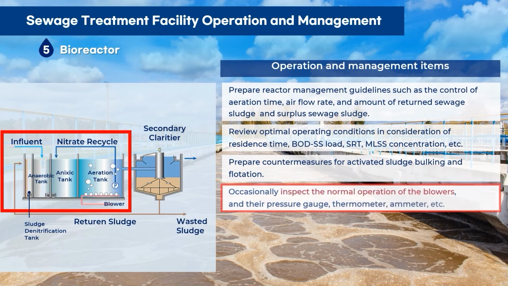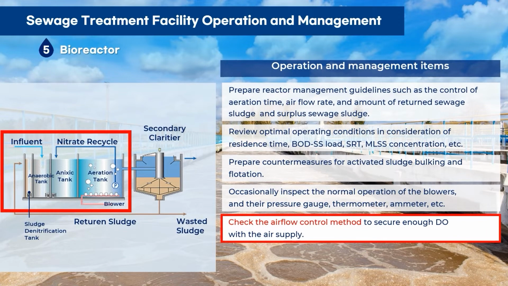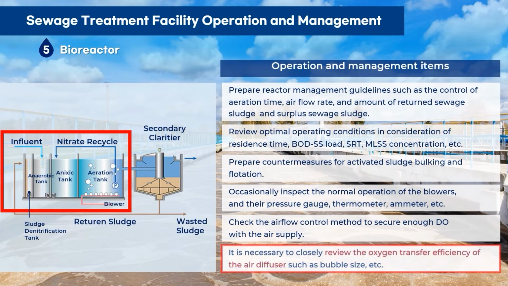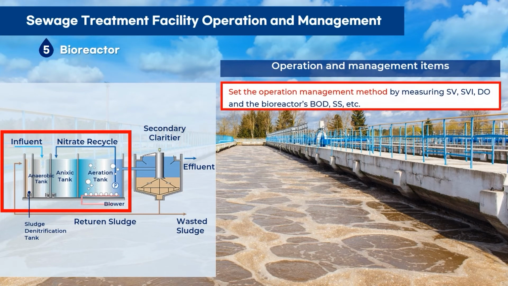Also, the pressure gauge, thermometer, ammeter, and so on of the air diffuser should be periodically checked for normal operation, and there should be detailed checks of the oxidation efficiency of the air diffuser, such as the method for adjusting airflow to ensure sufficient DO and checking aeration size. In addition, it is important to measure SV, SVI, DO, the BOD of the bioreactor, SS, and so on, to establish a method for operational management.